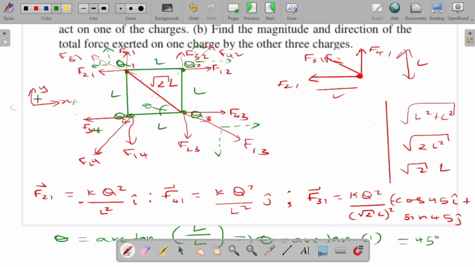Okay. And then it's pushed upwards by this one, downwards, and it's also pushed upwards by the component of this one. So upwards is positive on our diagram, therefore our y is positive but our x is negative.